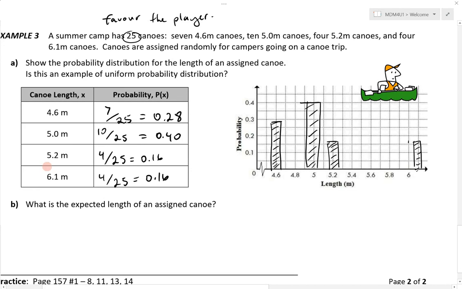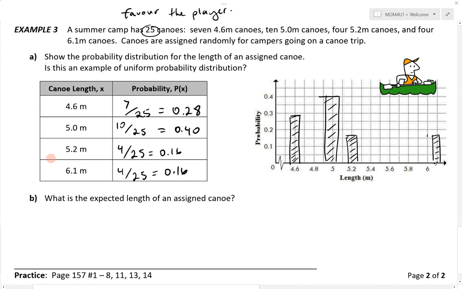Okay, and again, the graph, the way it's set up, there's a bunch of different canoe lengths, but we don't have all those numbers, so we don't get a histogram here. Okay, but we don't even have a uniform distribution, by the way. So no, it's not uniform.